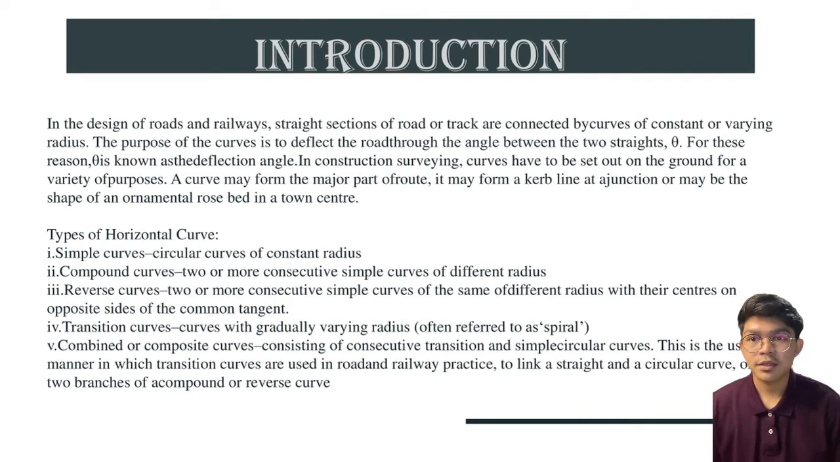Next is the transition curve, a curve with gradually varying radius, often referred to as a spiral. Lastly is the combined or composite curve, consisting of consecutive transition and simple circular curves. This is the usual manner in which transition curves are used in road and railway practice to link a straight and a circular curve, or a branch of a compound or reverse curve.